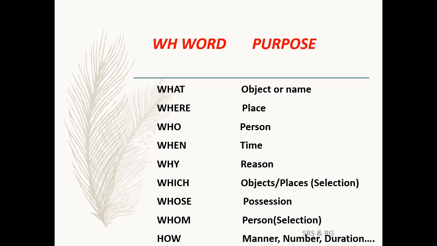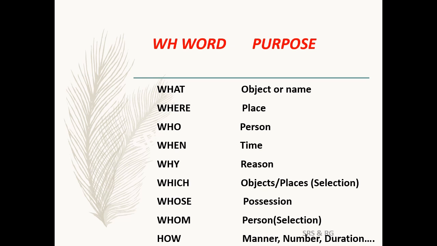If you want to get the name of a person as the answer, then you go for who. Who is used for a person or people. For example, who is this? Who are you? Whenever you want to get information about time, then you go for when. When is used to get the answer for a time reference. If you want to get the answer for a reason, then you go for why. Why are you late?